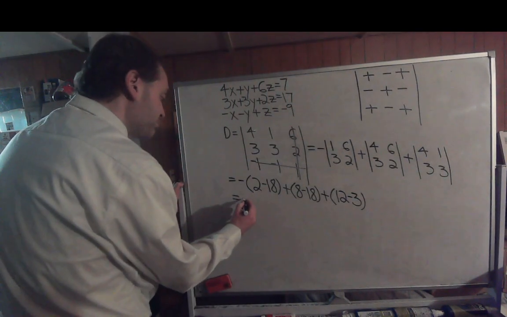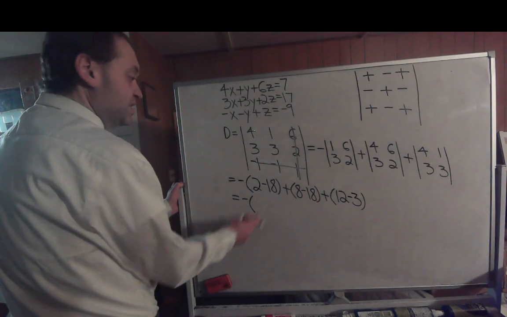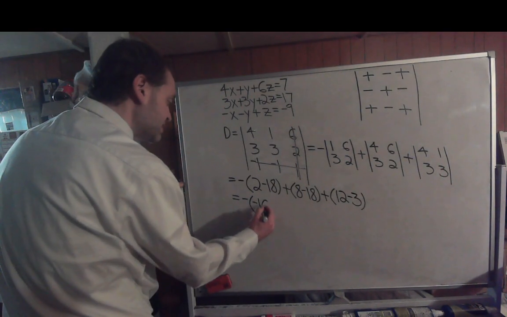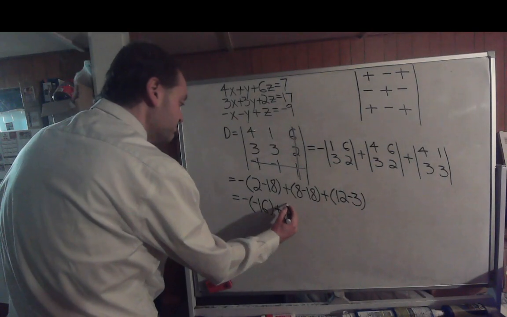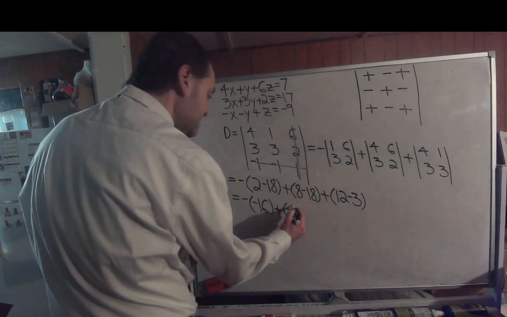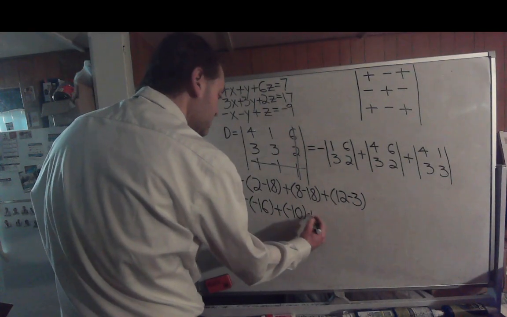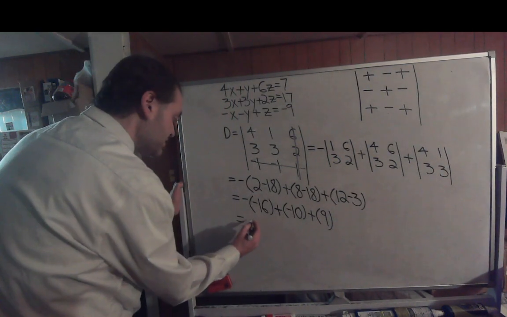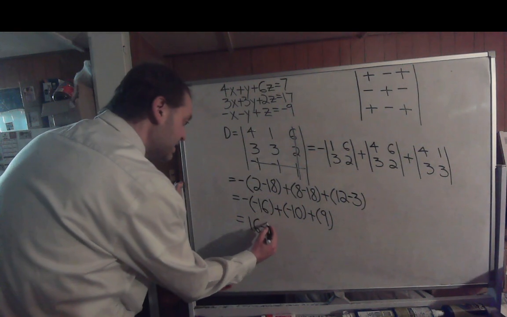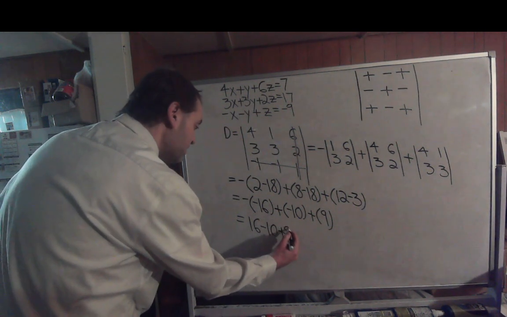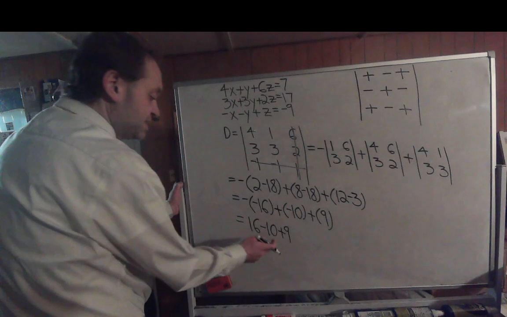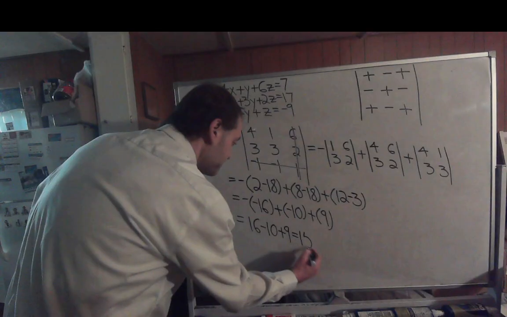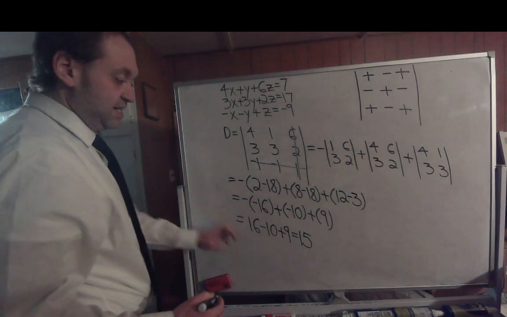Let's simplify the parentheses. Negative of your first parentheses, 2 minus 18 is negative 16. Plus your second parentheses, 8 minus 18 is negative 10. Plus your third parentheses, 12 minus 3 is 9. This turns into 16 minus 10 plus 9. Which, see, that'd be 6 plus 9, that'd be 15. So you end up getting your D determinant to be 15 for your coefficient determinant. So D is equal to 15.